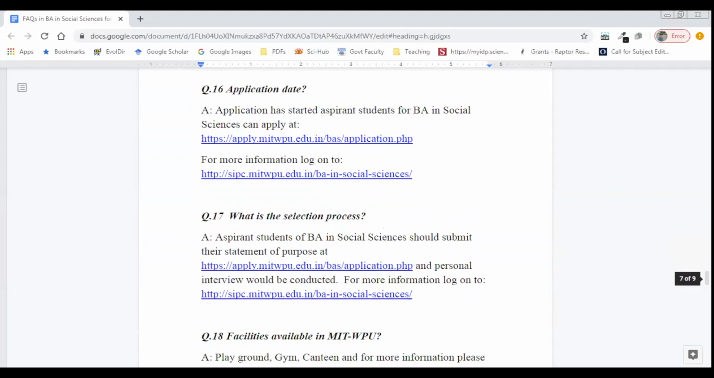Okay, our next question is coming from Ria, and Ria is asking us, what are the fees for this program? And is there any installment policy or support system in place for students?